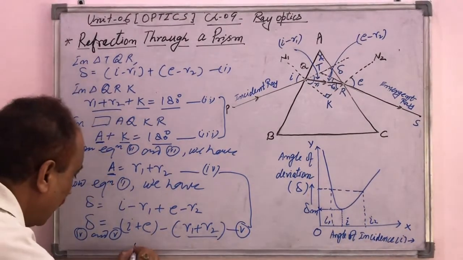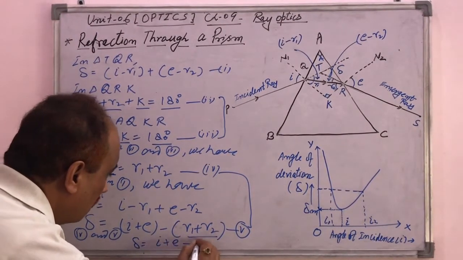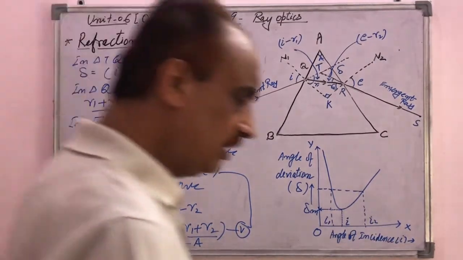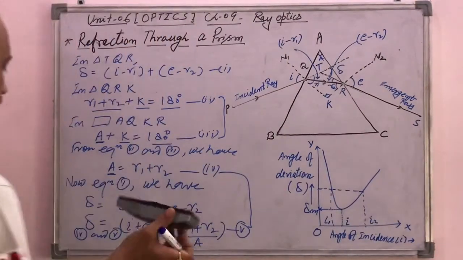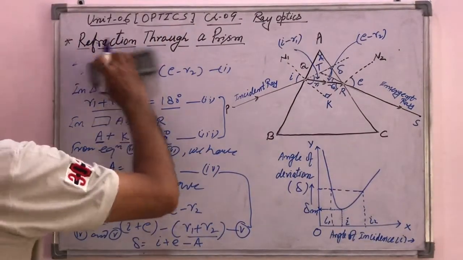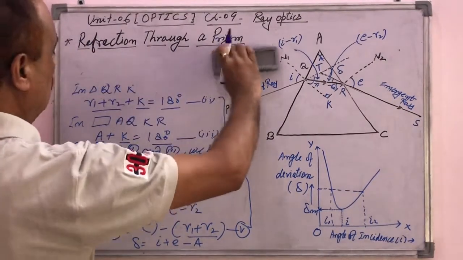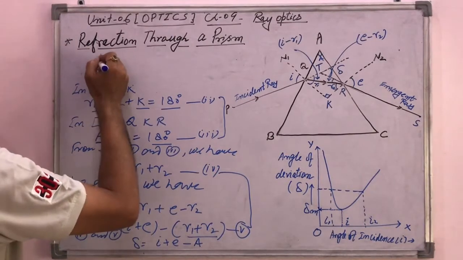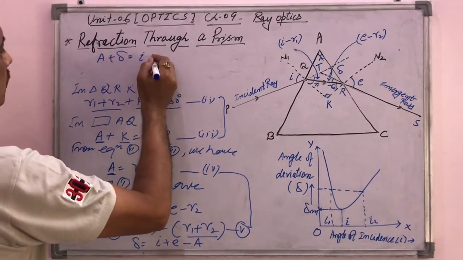So angle del will be equal to I plus E minus A, and the angle can be written as, means write down the angle A in the left hand side, and after that we have to write the relation between the angles. So when we write A on the left side, A plus del equals I plus E.